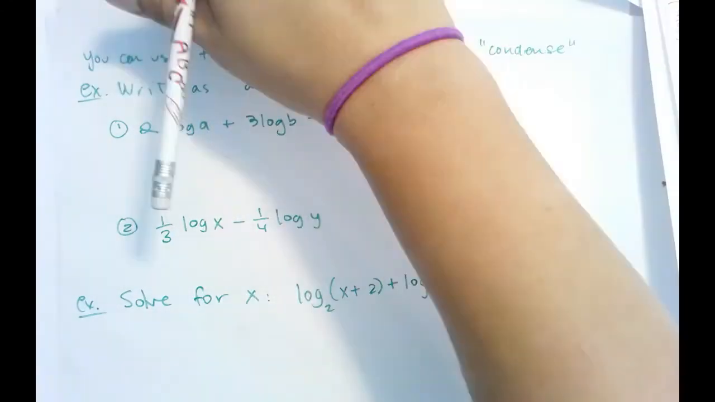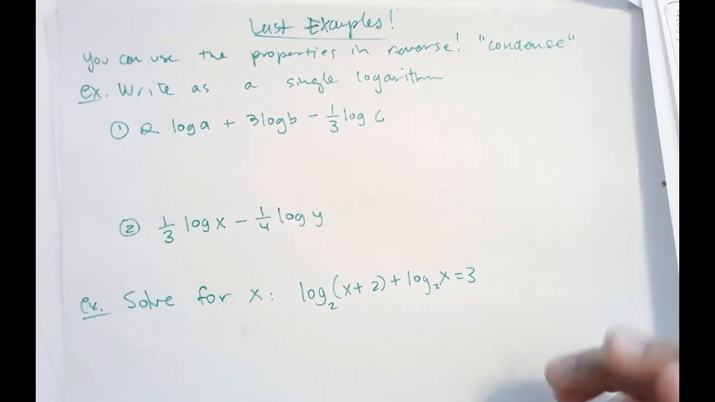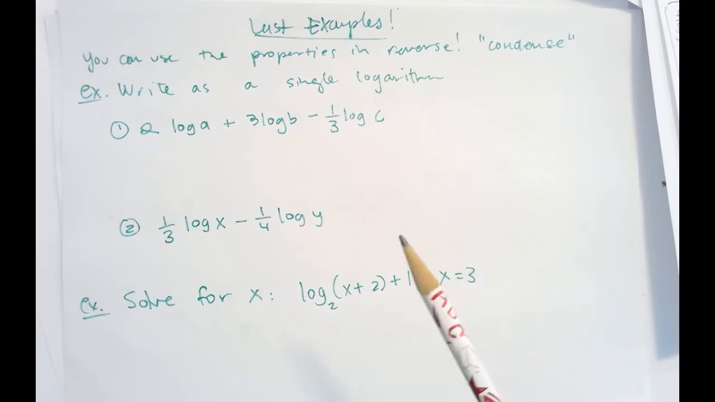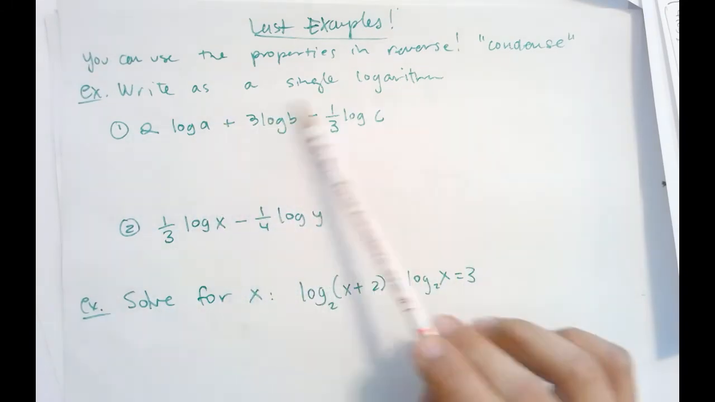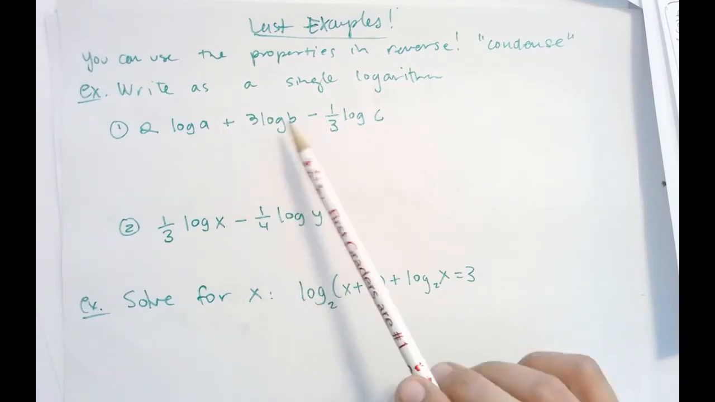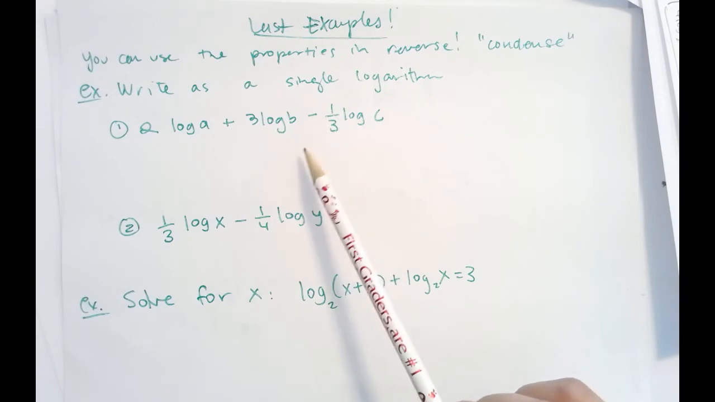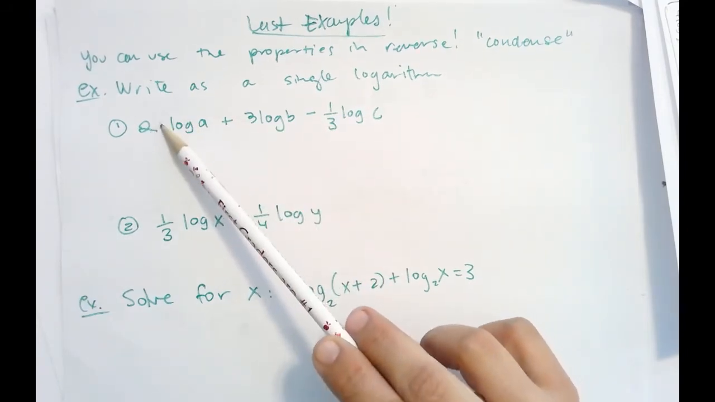Okay, here we go. Now we can rewrite this as a single logarithm. When we're going from expanded form to condensed form, we need to use the power property first, because we need to see this as the product and quotient of logs. We can't do that until we have 1 in front of each log, okay?